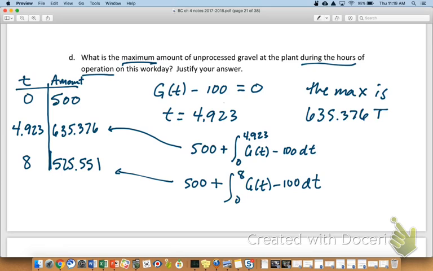Okay, what do y'all think about B and D there? Plenty to think about, right? It's a good application question. Justify your answer. So, justifying your answer, absolutely. So we've done that.